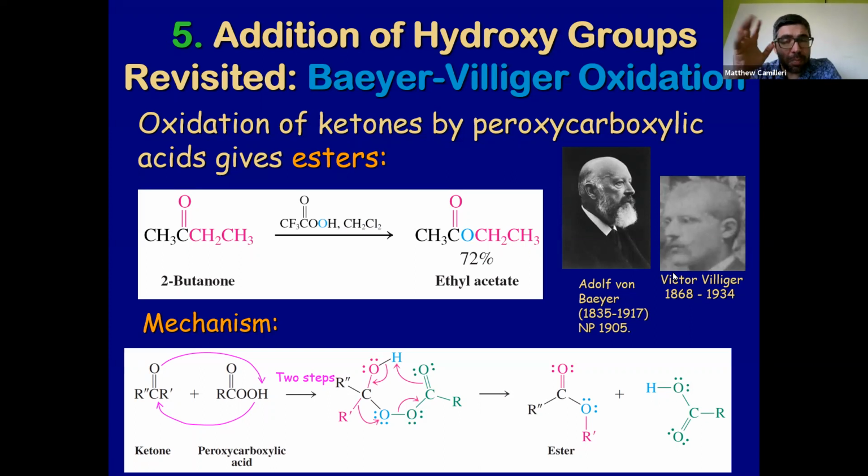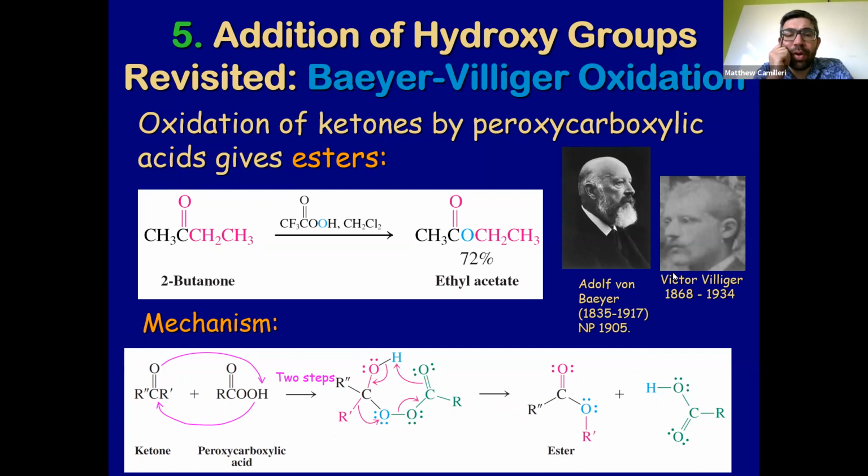Then the last reaction, proper last reaction, will be the oxidation of ketones by peroxycarboxylic acids. And here we are going to get esters. So if you use a peroxycarboxylic acid, which is pretty much a carboxylic acid with an extra oxygen between the carbon and the hydroxyl group, you will end up producing an ester.